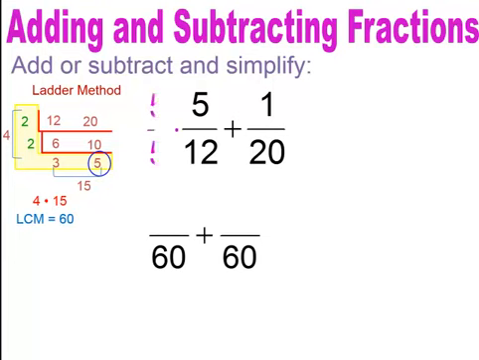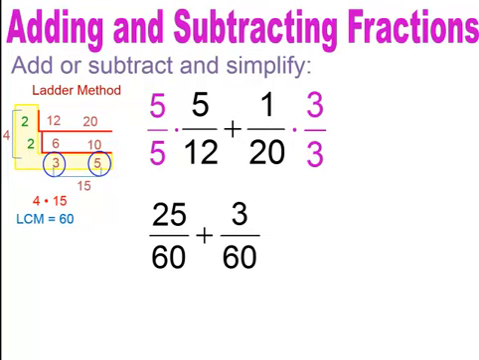Now remember the bottom diagonal number. So the bottom diagonal number to 12 is 5. I'm going to multiply 12 by 5 and 5 by 5, and I'll get 25 over 60. For the 20, I multiply the 20 by 3, so I have to multiply the 1 also by 3, and I get 3 over 60.